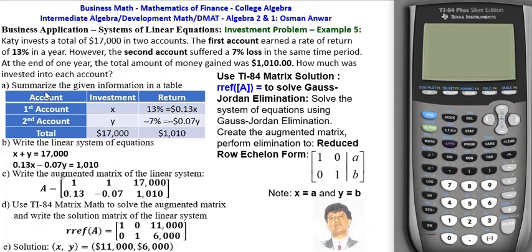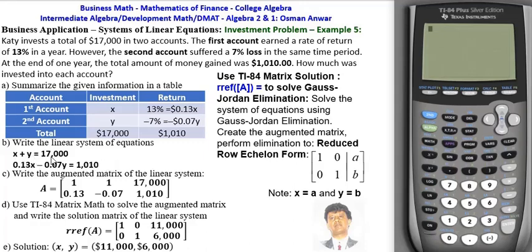Again, we're going to take this and summarize it in a table. So the first account and second account. In the first account, she invested x. In the second account, she invested y. In the first account, the return was 13%, which is 0.13x. In the second account, it was a loss of minus 7%, which is minus 0.07y. The total amount invested was 17,000 and the return was 1,010. So we're going to take this table, summarize it, translate it into a linear system of equations.